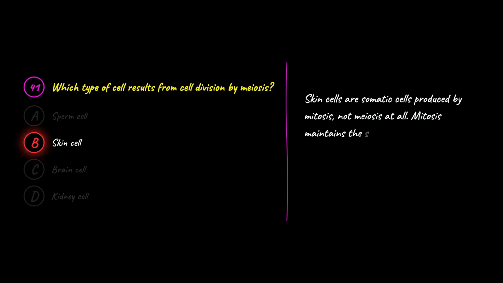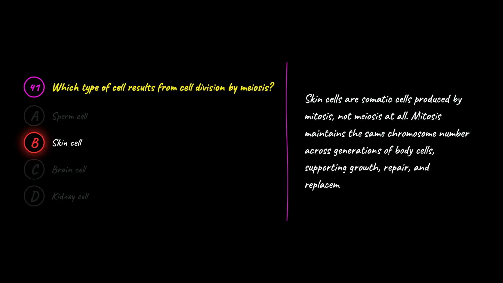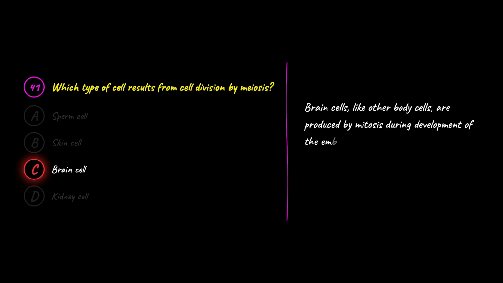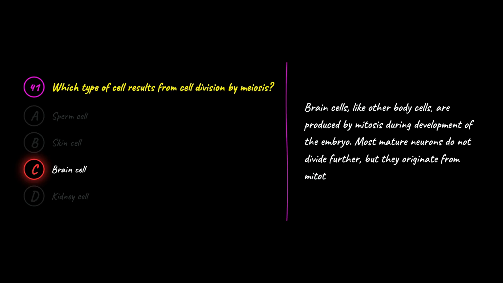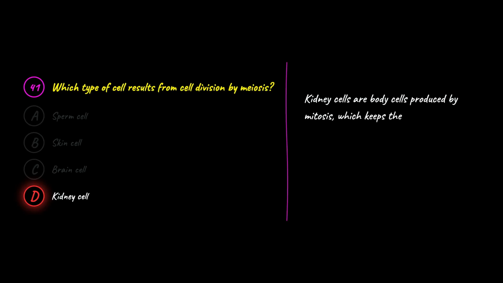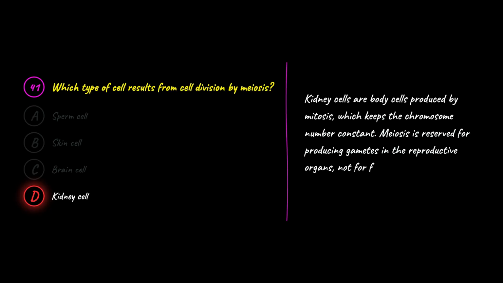Mitosis maintains the same chromosome number across generations of body cells, supporting growth, repair, and replacement of damaged tissue throughout the body. C is wrong because brain cells, like other body cells, are produced by mitosis during development of the embryo. Most mature neurons do not divide further, but they originate from mitotic divisions of neural stem cells. D is wrong because kidney cells are body cells produced by mitosis, which keeps the chromosome number constant. Meiosis is reserved for producing gametes in the reproductive organs, not for forming organs such as the kidneys in the body.